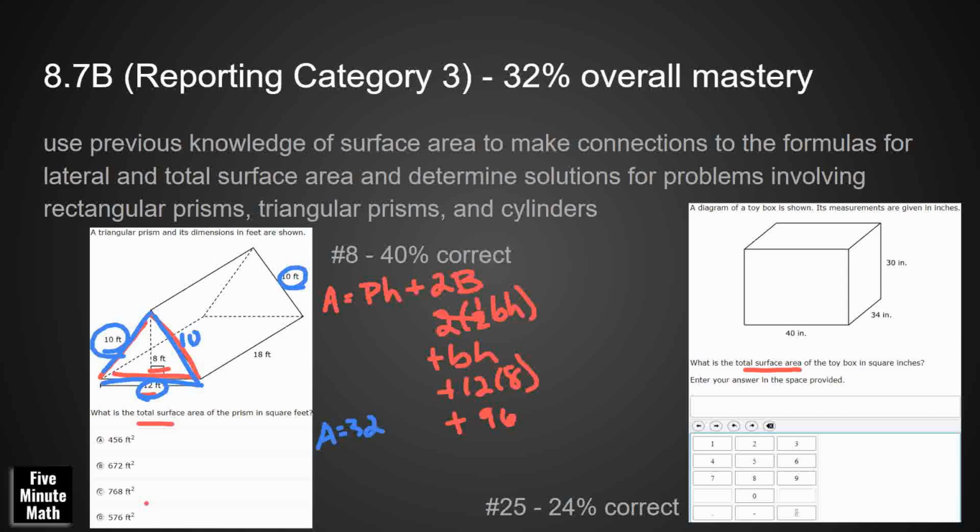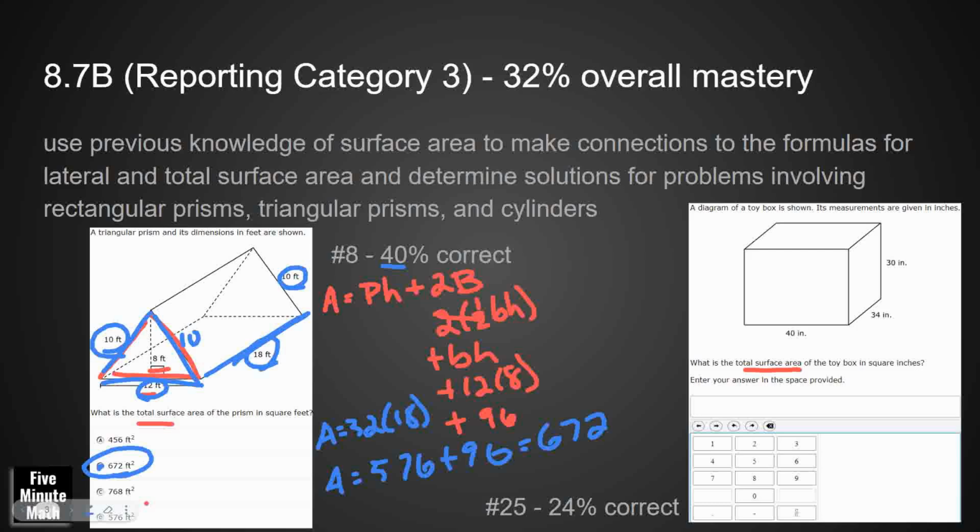32 times my height, if I stood it up. That's how high it's going to be. So it's going to be that 32 times that 18, and then we're just going to add that 96. So if we did 32 times 18, we are going to get 576 plus that 96, and we are going to get 672. And so that is our answer B. And you notice that only 40% of our students were able to get that correct.